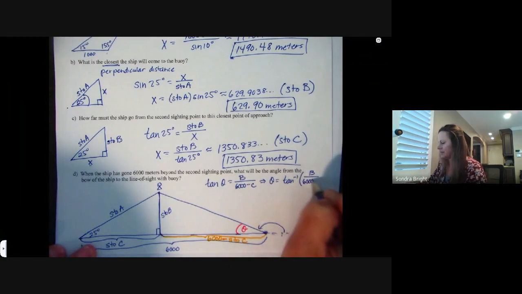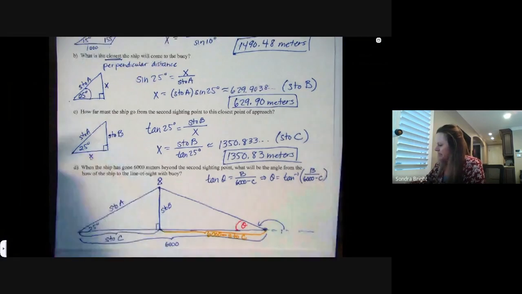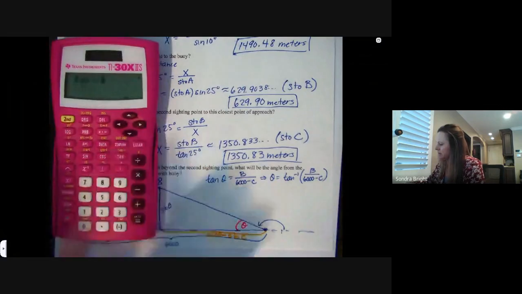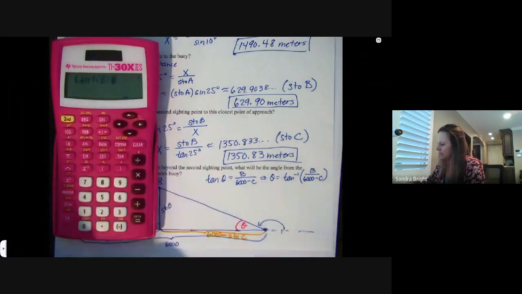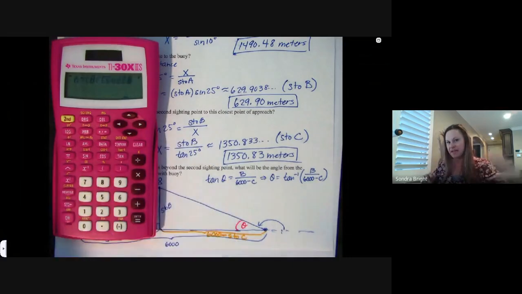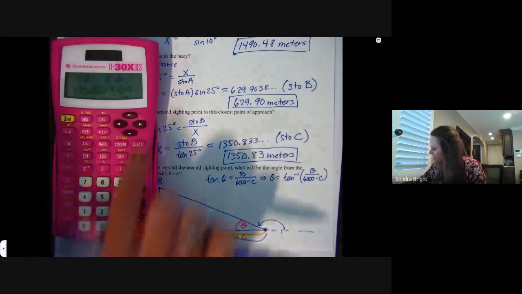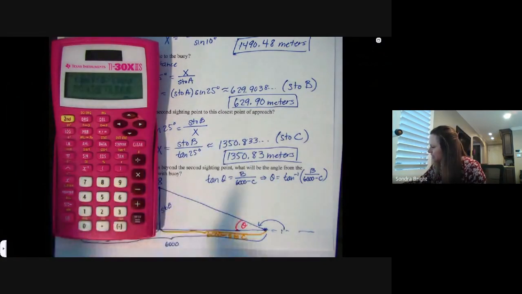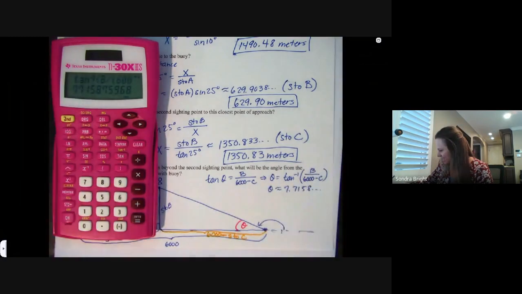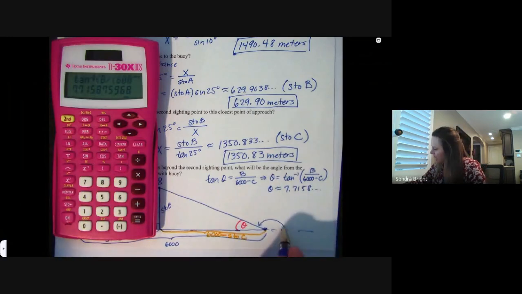Let's put that in. I've got inverse tangent of B divided by, and then 6,000 minus C, I need parentheses around that. If you don't put parentheses around the bottom, it'll divide by the 6,000 and then subtract the C. So I want parentheses around it, minus my C value. I get that theta is about 7.7158, blah blah blah, which isn't what I want. What I want is this angle here, the angle from the bow.